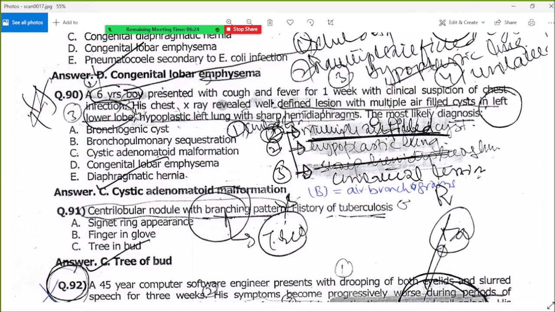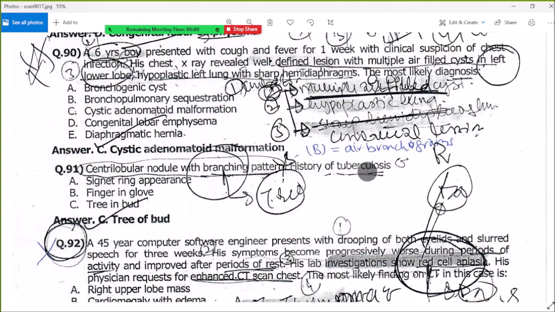90. A 6-year-old boy presented with cough and fever for 1 week with clinical suspicion of chest infection. The chest X-ray revealed a well-defined lesion with multiple air-filled cysts in the left lower lobe, and a hypoplastic left lung with sharp left hemidiaphragm. Most likely diagnosis: cystic adenomatoid malformation. It is the same as pneumonia, but instead of consolidation, there is a well-defined lesion with multiple air-filled cysts in the left lower lobe, hypoplastic left lung, most likely cystic adenomatoid malformation.